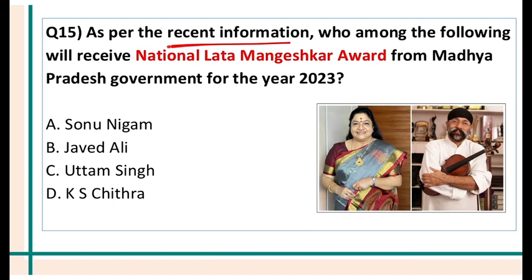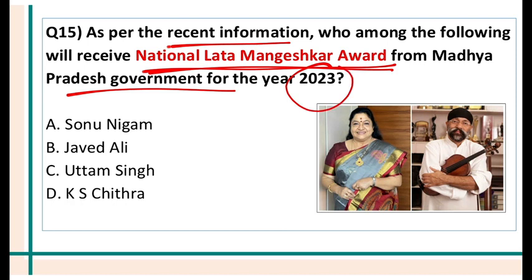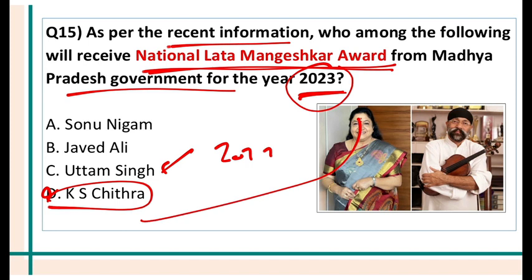As per recent information, who among the following will receive National Lata Mangeshkar Award from Madhya Pradesh government for the year 2023? For the year 2022, it will be given to Uttam Singh. But for 2023, it will be given to K.S. Chitra, who is a renowned singer. Uttam Singh is a musician, singer, playback singer, and K.S. Chitra is a renowned playback singer. So they will get this award.